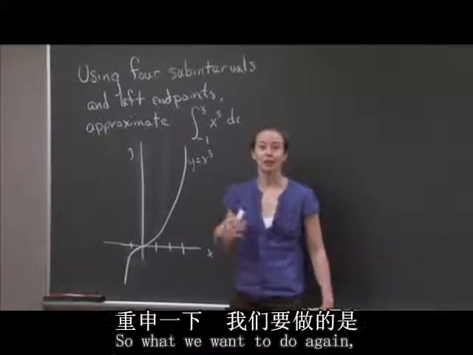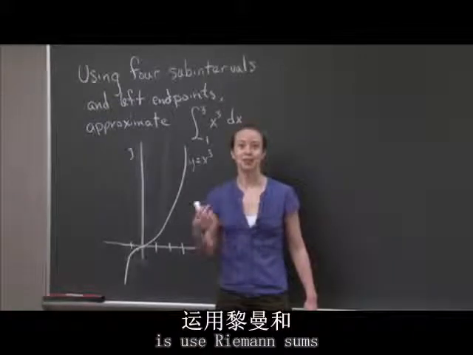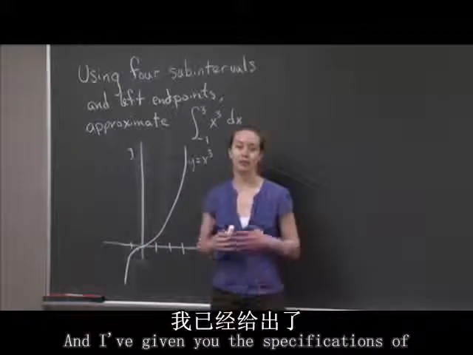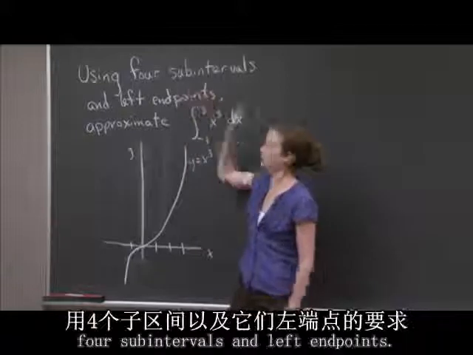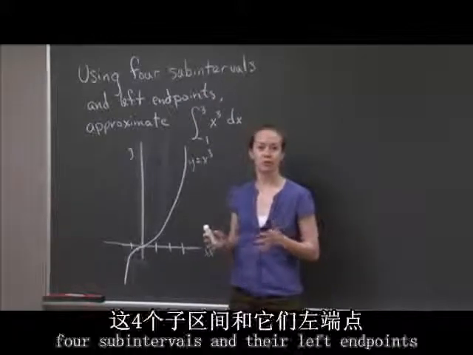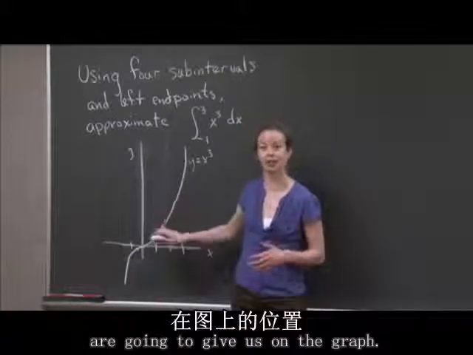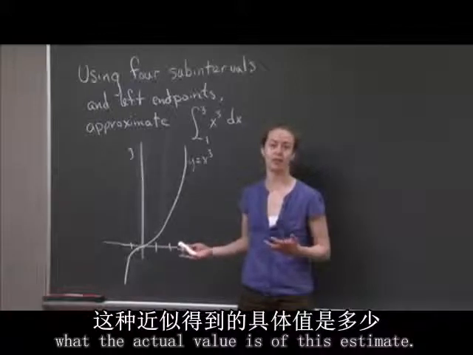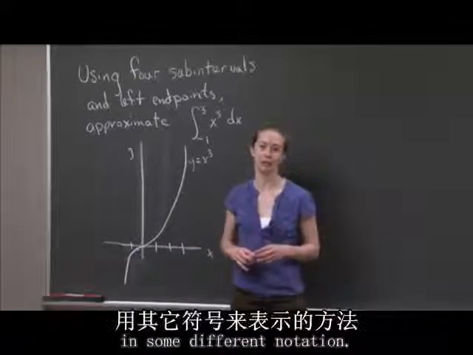Okay, welcome back. So what we want to do again is use Riemann sums to approximate this definite integral. And I've given you the specifications of 4 subintervals and left endpoints. So I'm going to draw what these 4 subintervals and their left endpoints are going to give us on the graph. Then we're going to calculate what the actual value is of this estimate. And then I'll show you a way you can write it in some different notation.